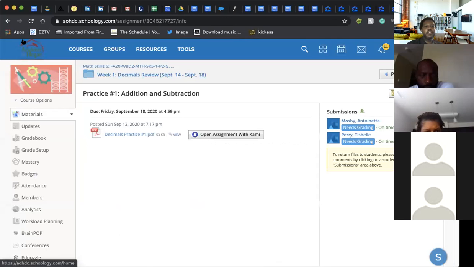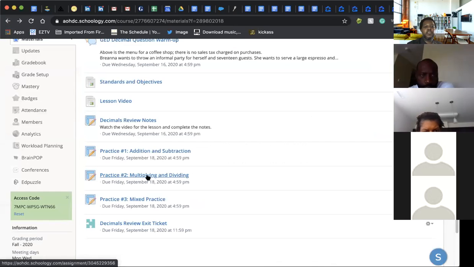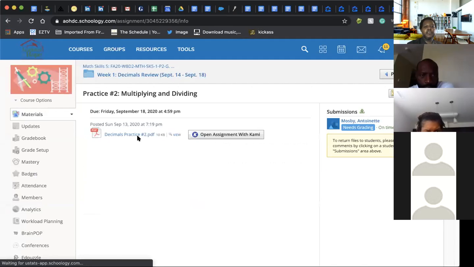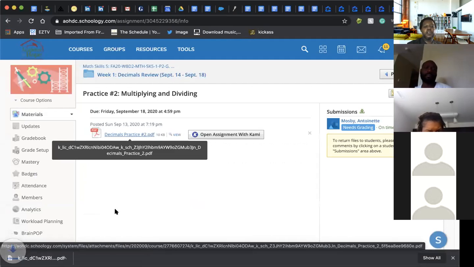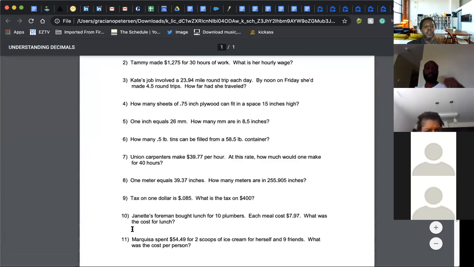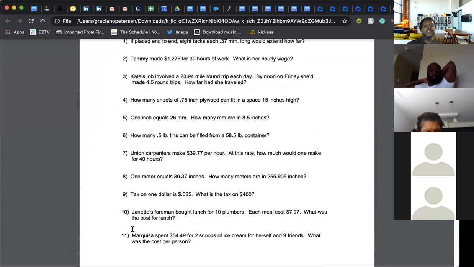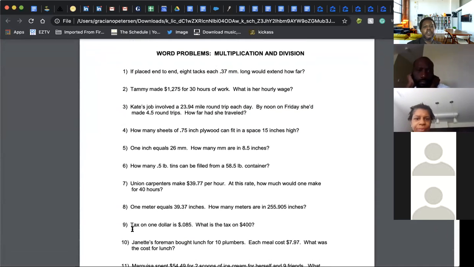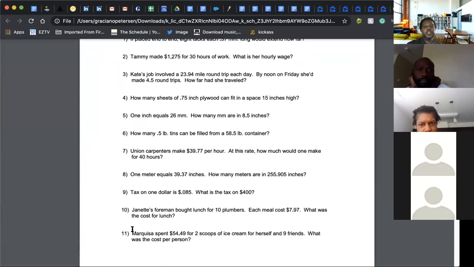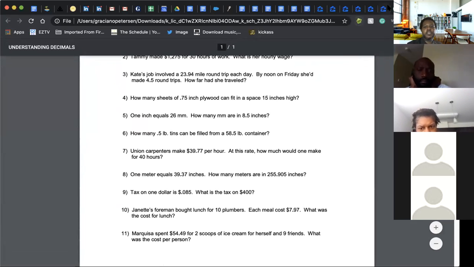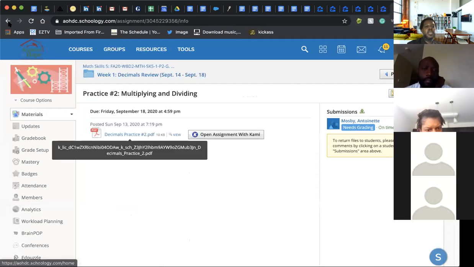The second practice is with multiplying and dividing of your decimals, a little bit longer. That's due Friday. It's 11 questions. Yep, it is due on Friday, right? So these are multiplication of decimals and dividing of decimals.